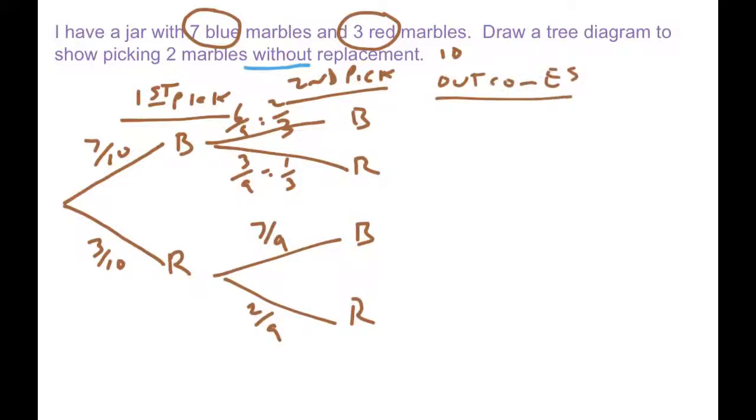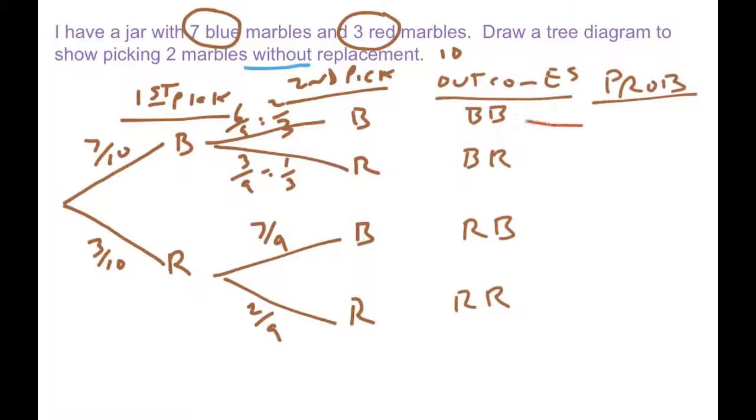Alright, so we're still going to follow the branches. I can get a blue and then a blue. I can get a blue and then a red. I can get a red, then a blue. Or I can get 2 reds. Alright, so outcomes are the same. Probability. Remember, we're going to multiply the branches.